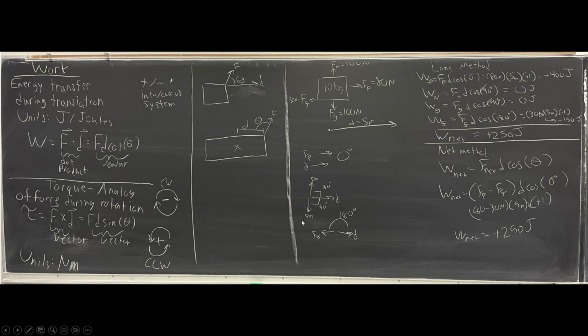For both the force of gravity and our normal force, F sub n, those are straight up and straight down. Our displacement vector is to the right, so straight up, straight down, that's 90 degrees, either way that we look at it, between those forces and our displacement.